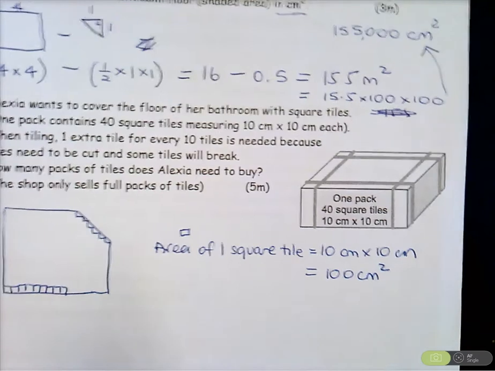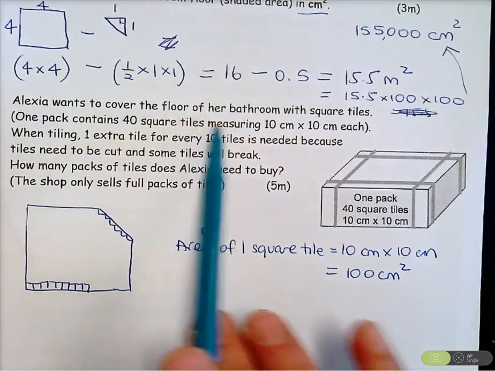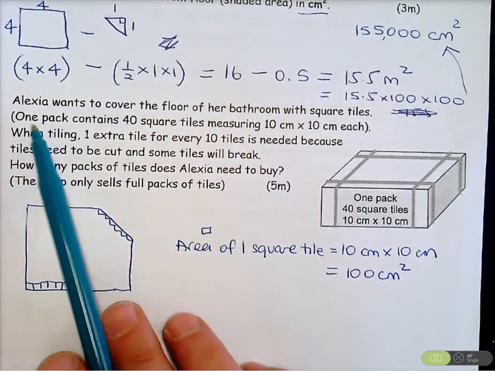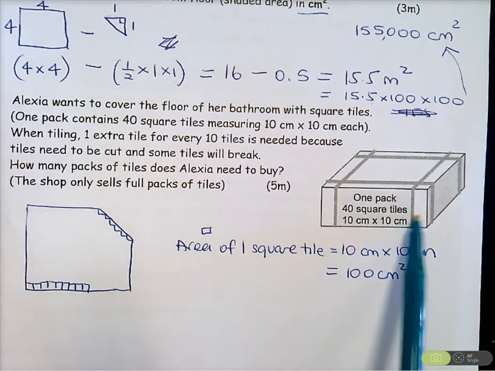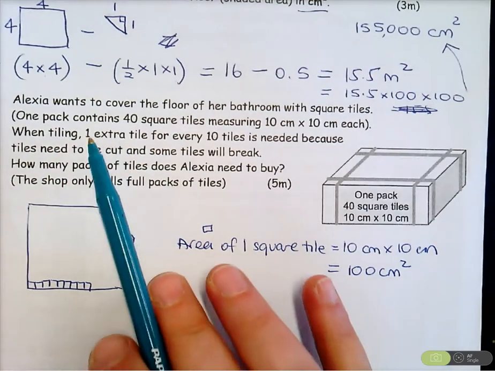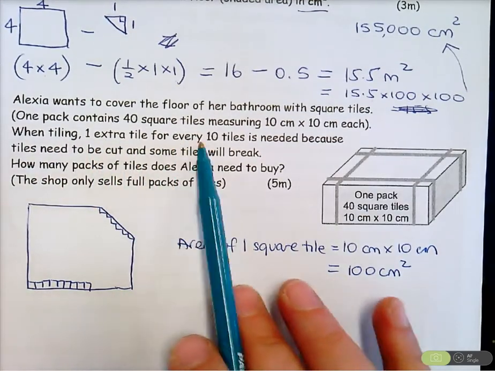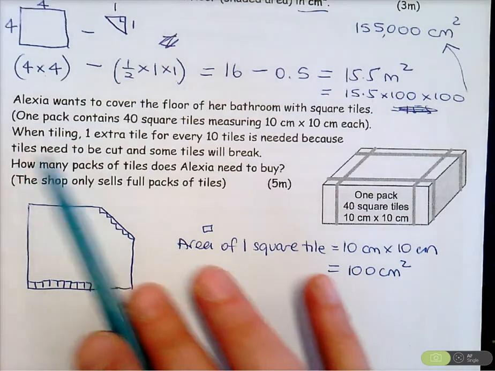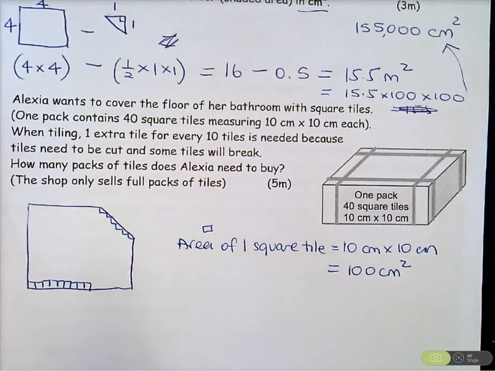Good. Now, Alexia wants to cover the floor of her bathroom with square tiles. One pack contains 40 square tiles, each measuring 10 times 10 centimetres. Don't worry about the pack yet. Let's just work out how many tiles we need, then we'll work out how many packs at the end. When tiling, one extra tile for every 10 tiles is needed because tiles need to be cut and some tiles will break. How many packs does she need? Don't worry about any of this yet. I want you to ignore the wastage.